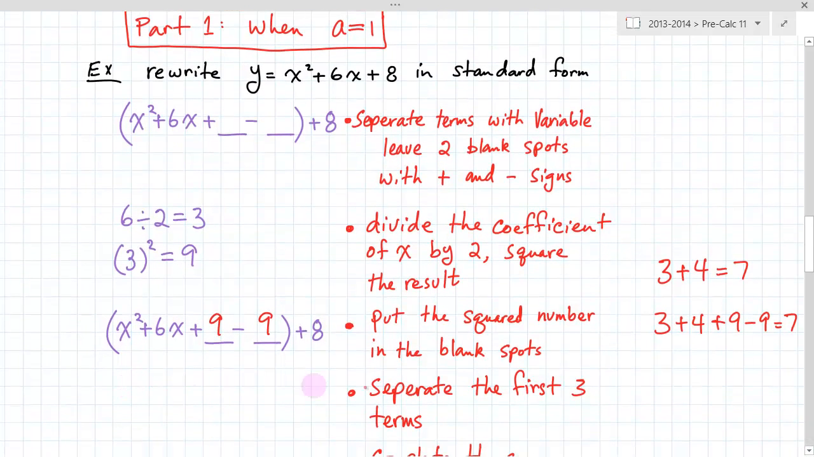So separate the first 3 terms: x squared plus 6x plus 9. This negative 9, I'm going to leave it outside. Plus 8.